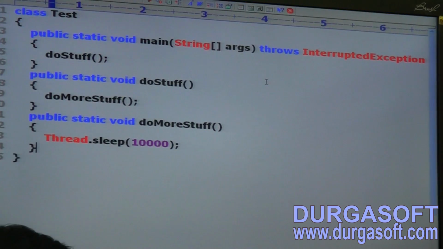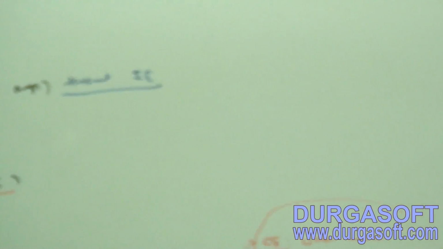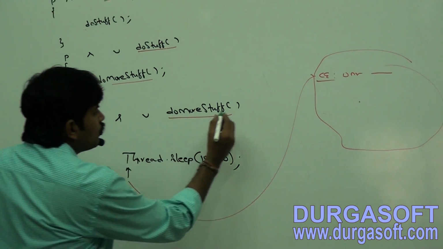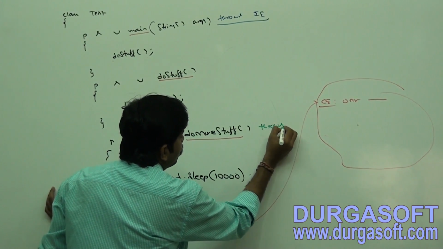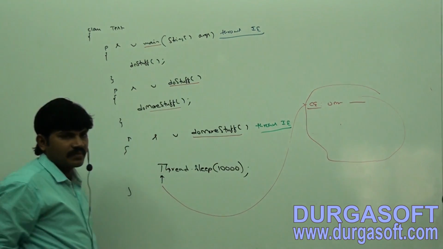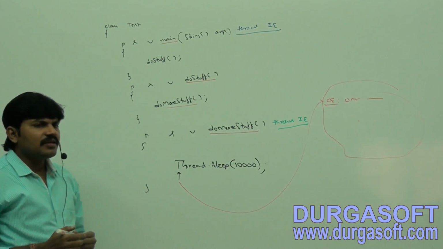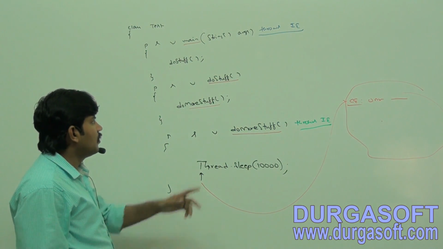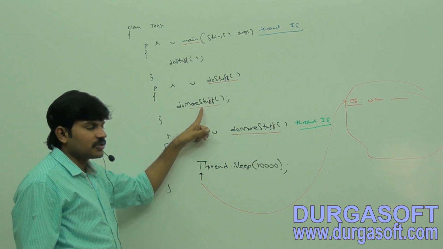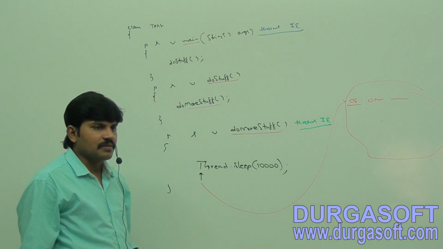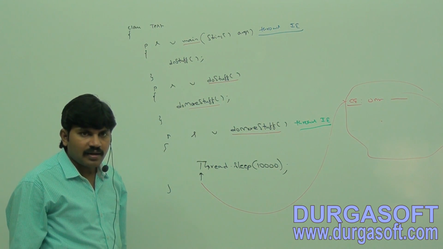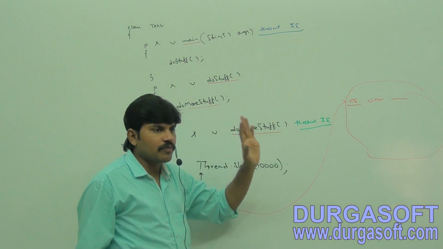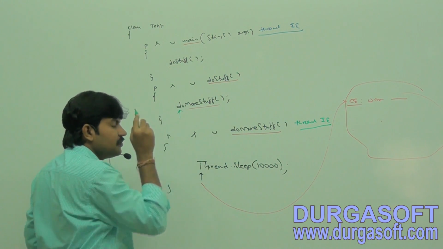Are you getting? Then what I have to do is, okay, if that is the case, I will delegate to my caller. So for do more stuff, throws IE. Can you tell if the code is going to compile or not? Then immediately the compiler will ask, why, do stuff? You are calling do more stuff. Do more stuff delegated IE. Where are you handling? Then why should I accept this code to compile? We will get a compile time error at this line.